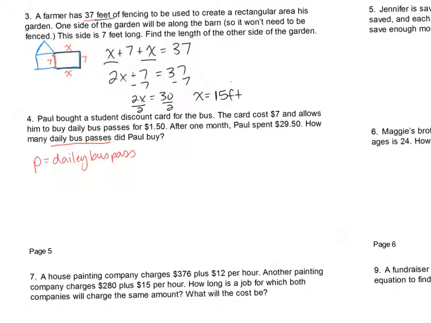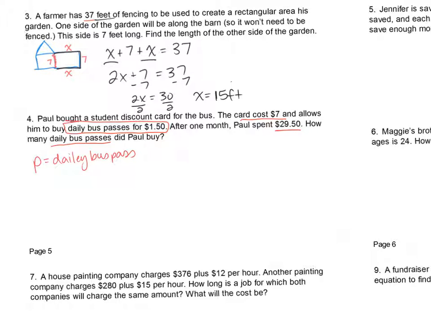Okay, so the next thing I'm going to do is go back and find some important information. So the card costs $7 and allows him to buy a daily bus pass for $1.50. So the daily bus pass is $1.50 each. After 1 month, he spent a total, and I know I added that word, but if he spent that much, that's the total amount. So there's our equal sign. How many bus passes did he buy?